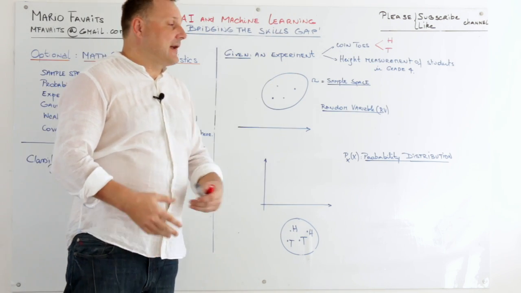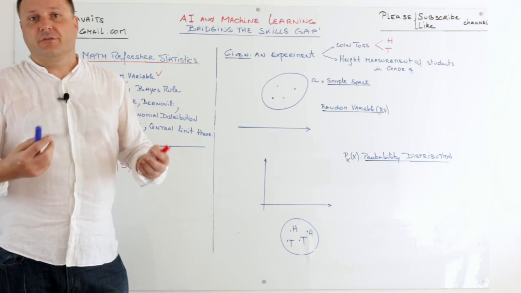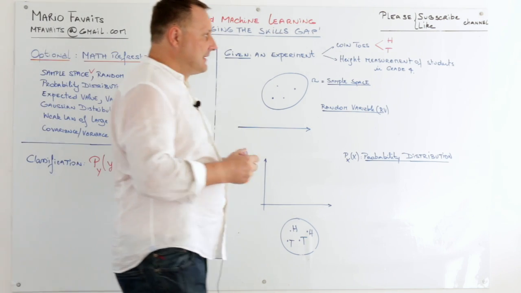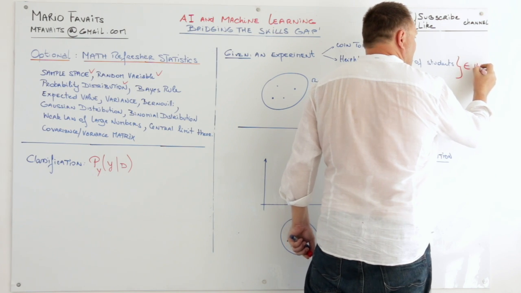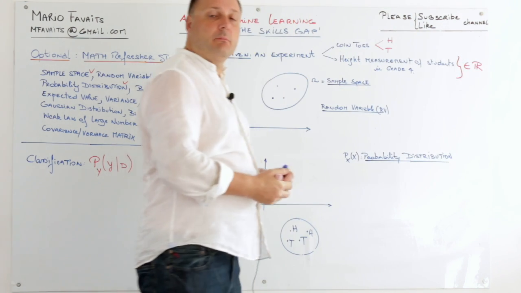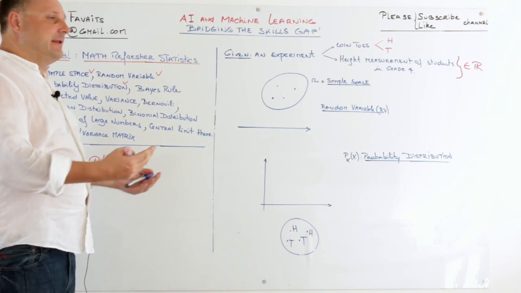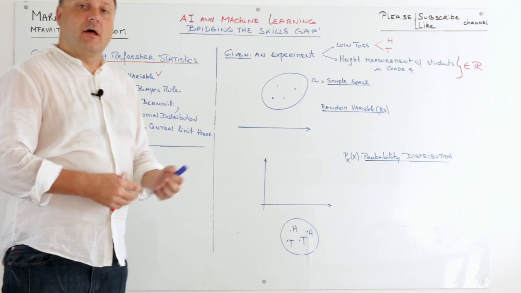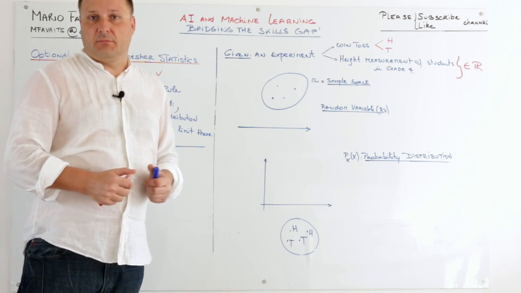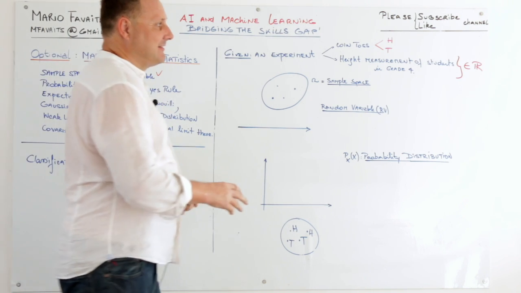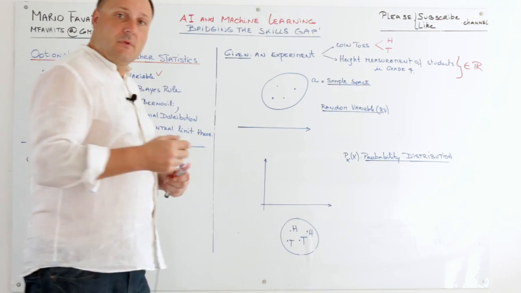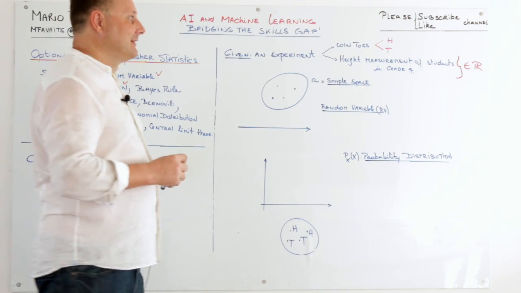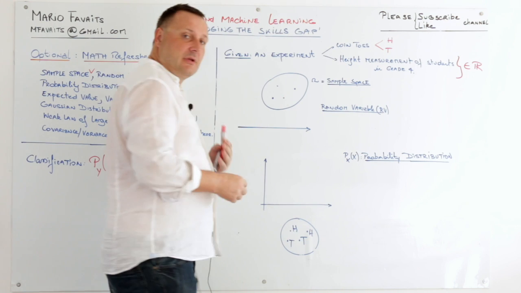Or we could measure the heights of all the students in grade 4. In this case, the possible outcomes can be any real number, let's say between 100 and 200 centimeters. Okay? But it's typically a continuous option here. Whereas this is a discrete option, head or tail.